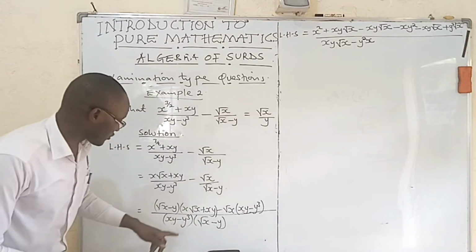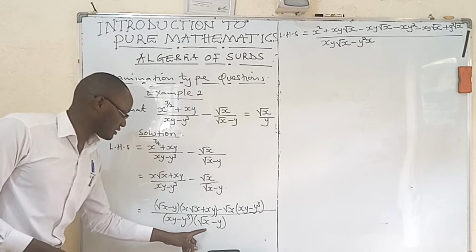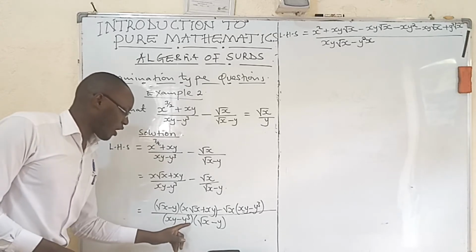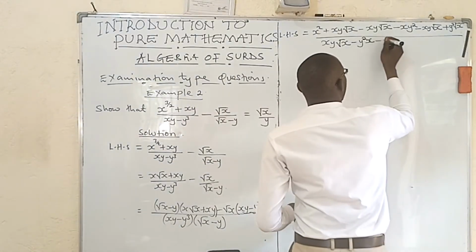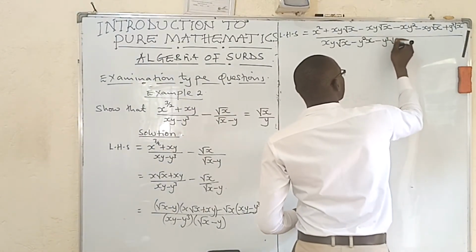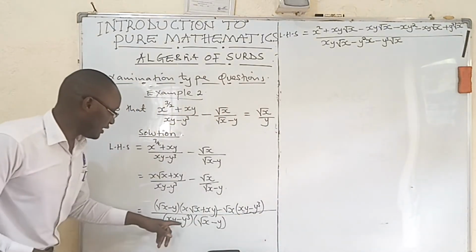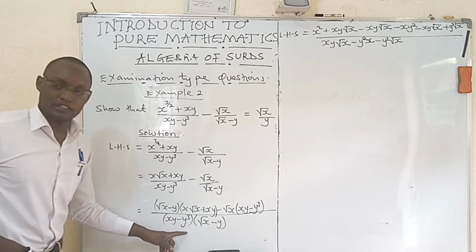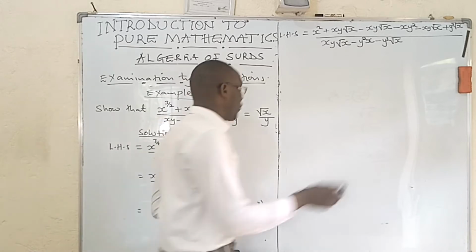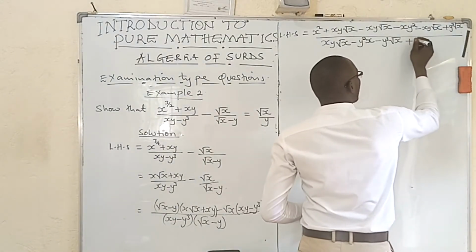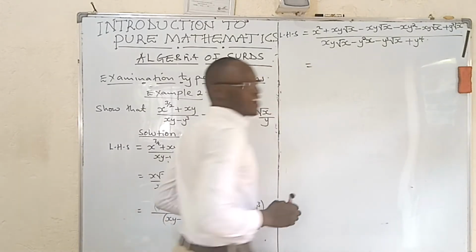Let us proceed. A negative y cubed times root of x, what do we get? A negative y cubed root x. So, minus y cubed root of x. Very interesting. Then lastly, negative negative will give us a positive. y cubed and y will give us y power 4. So, a plus y power 4. That's how far we have reached now.